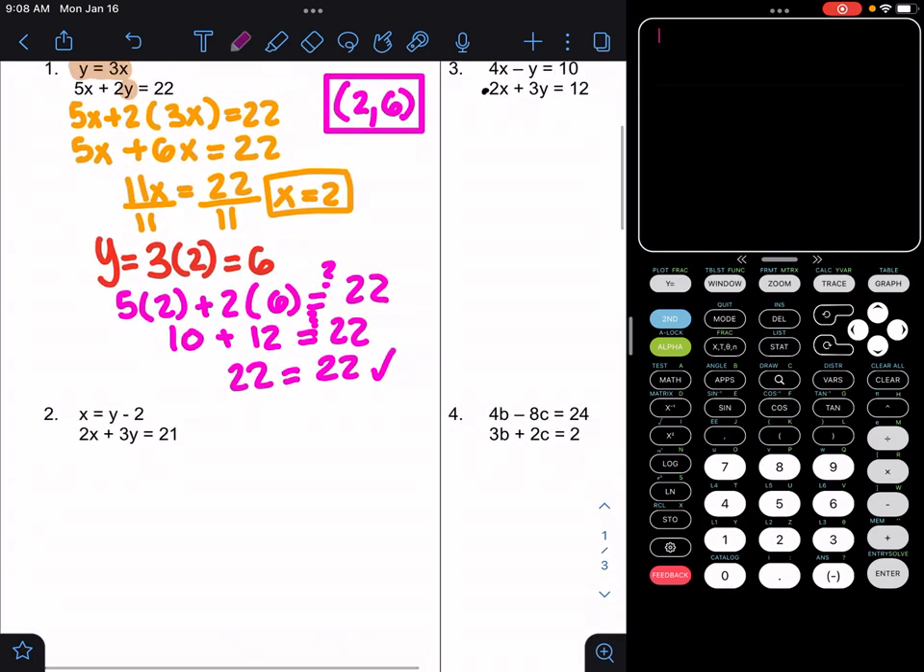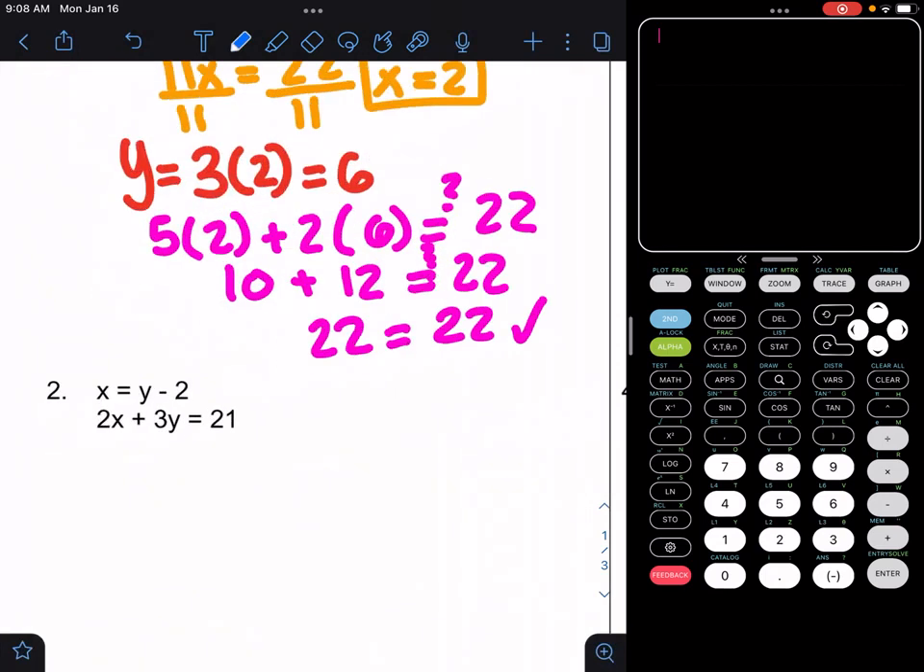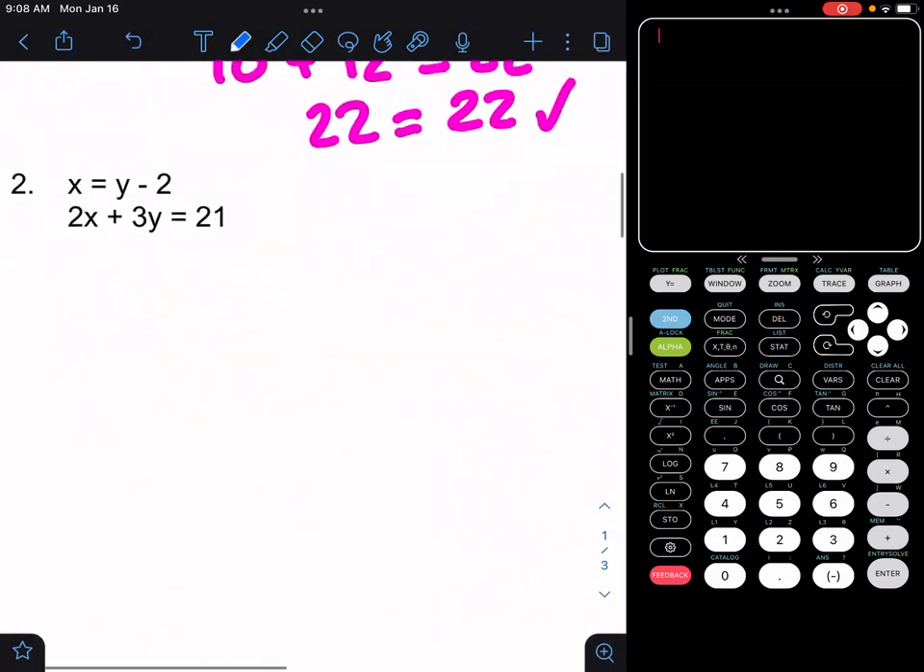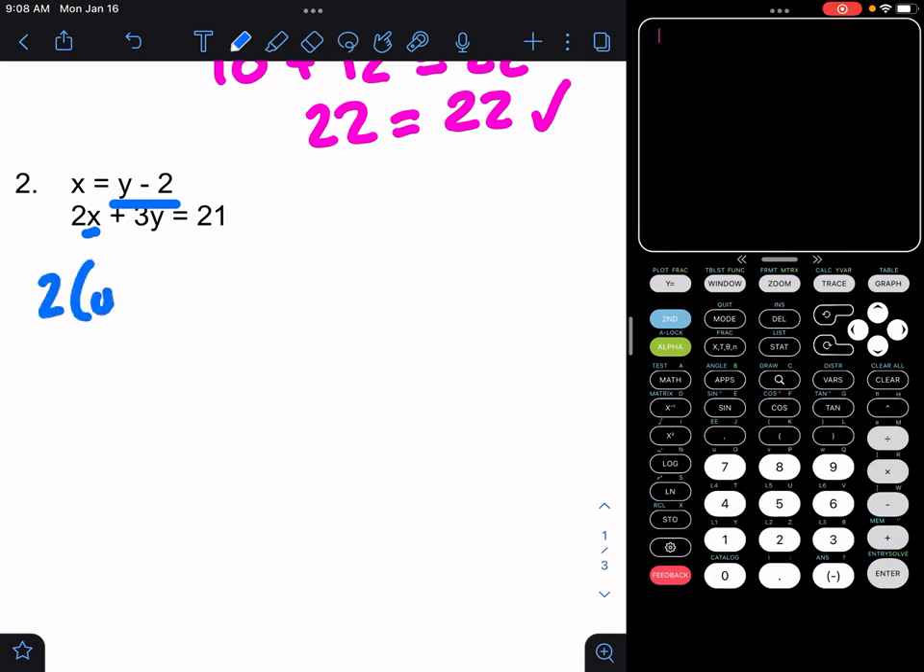Alright. Now let's look at problem 2. We are also going to solve this using the substitution method. How do I know that I can use the substitution easily here? Because x is already equal to something. So I easily plug in for x. I wouldn't want to use the elimination method here because then I would need to get the equation to say x plus y equals the constant. So 2, instead of x, I'm going to put y minus 2 plus 3y equals 21.